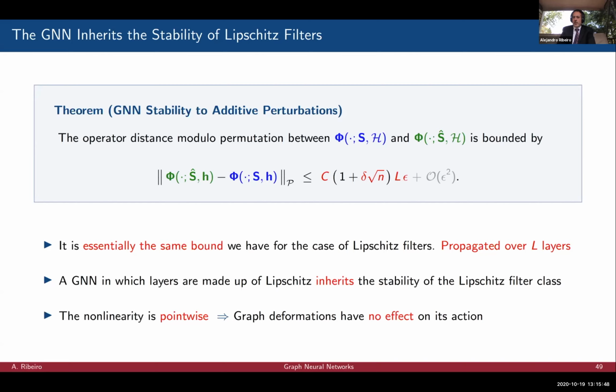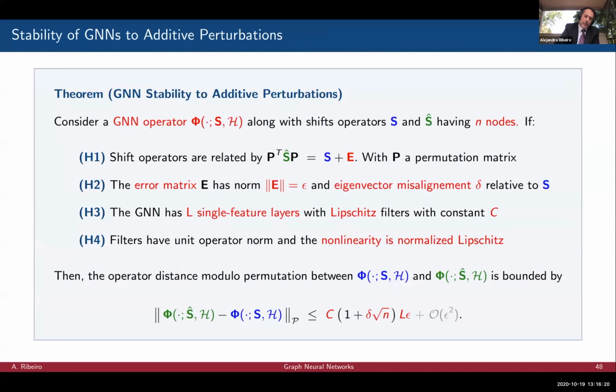And the easy way to remember this statement is to say that a GNN in which layers are made up of Lipschitz filters inherits the stability of the Lipschitz filter. And actually, if you go through the proof of this statement, you will see why I use the word inherit, because really the proof is not complicated. It's just noticing that the nonlinearity is pointwise and that therefore graph deformations have no effect on the action of the nonlinearity.